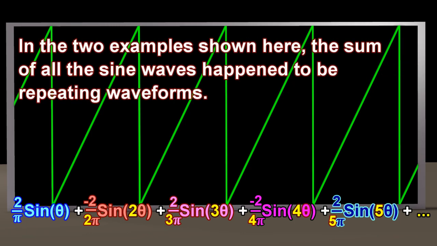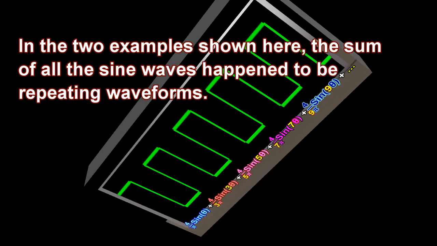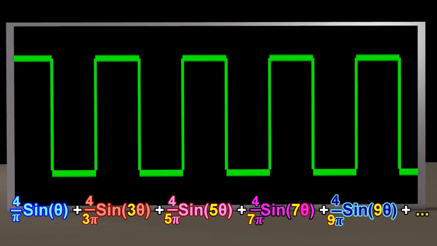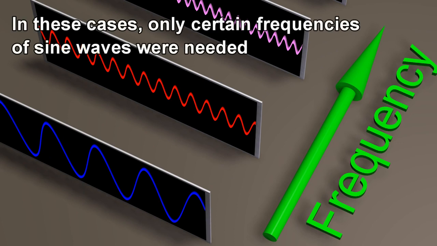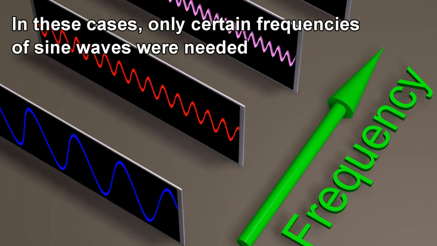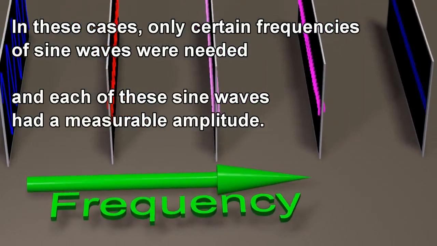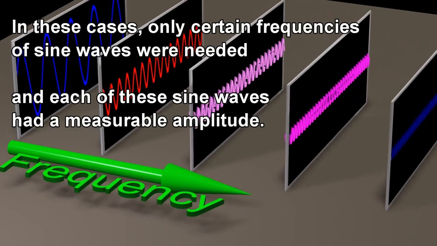In the 2 examples shown here, the sum of all the sine waves happened to be repeating waveforms. In these cases, only certain frequencies of sine waves were needed. And each of these sine waves had a measurable amplitude.